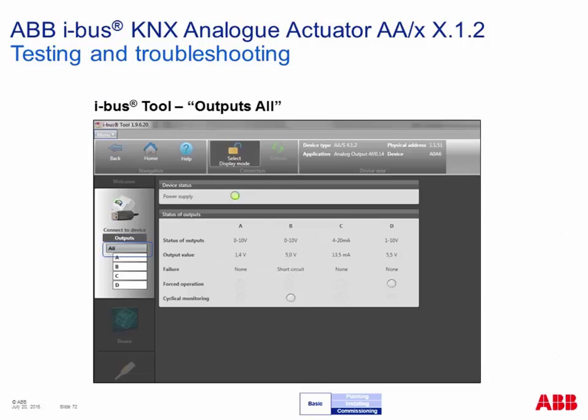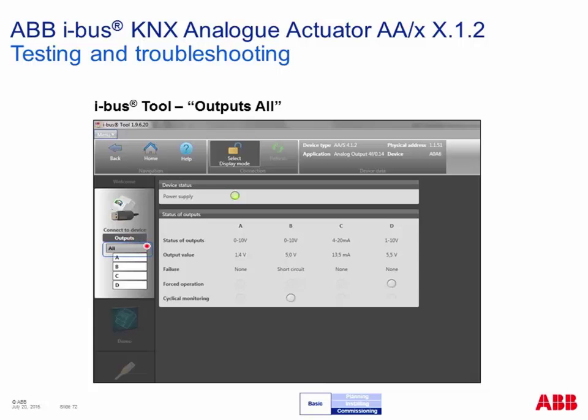So now we start the IBUS tool. We have a connection to the device via USB or IP router, IP interface, doesn't matter, same as ETS. We need only the individual address of the actuator. And then now we are connected point to point. And then the IBUS tool reads out all settings from our analog actuator.